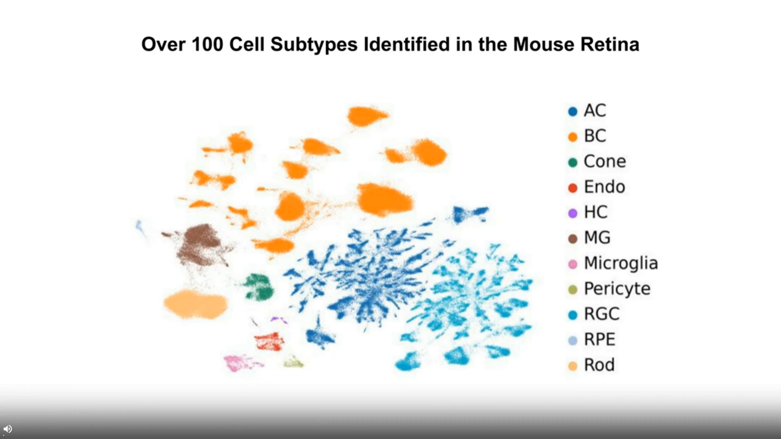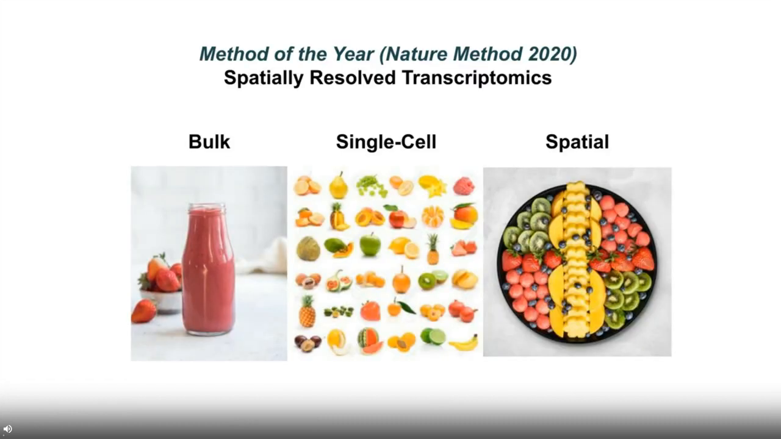However, what's missing is the spatial information. If we think about the retina as a really nicely arranged fruit tray, what we have right now, instead of a smoothie, which we get from bulk sequencing, is that from single-cell data we can find all the cell types and how many of them there are, the proportions. However, what's missing is the spatial information, which is very critical for us to understand the function of the retina.